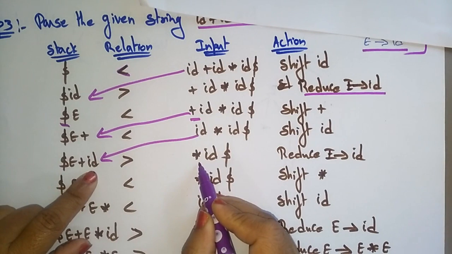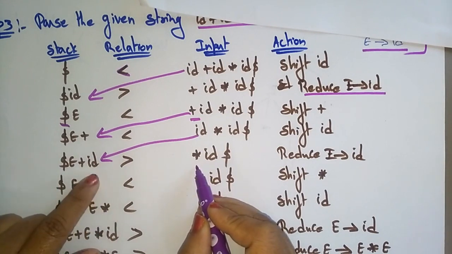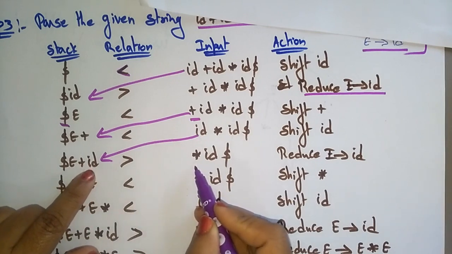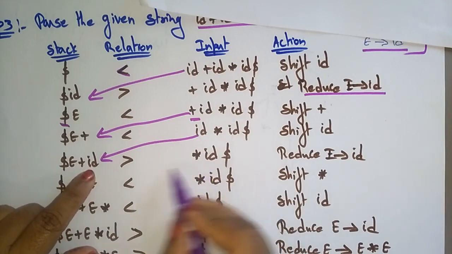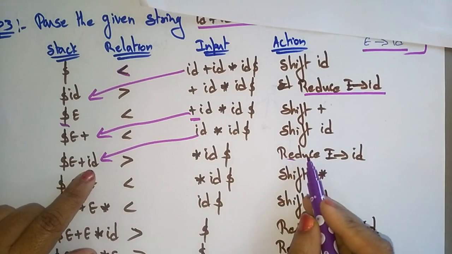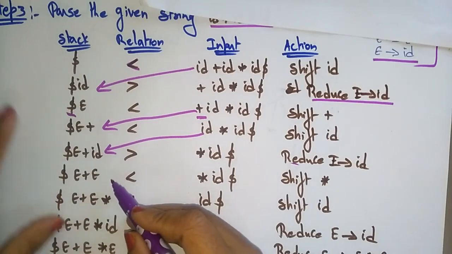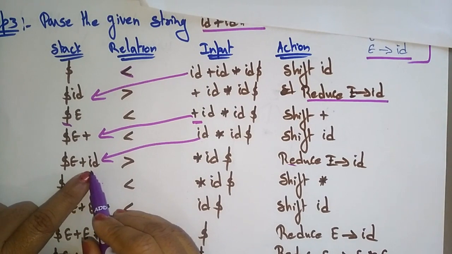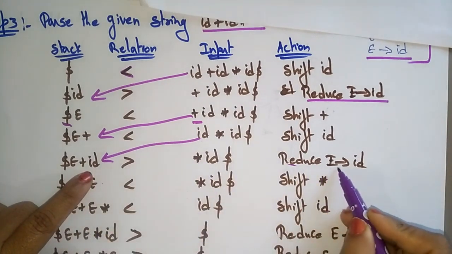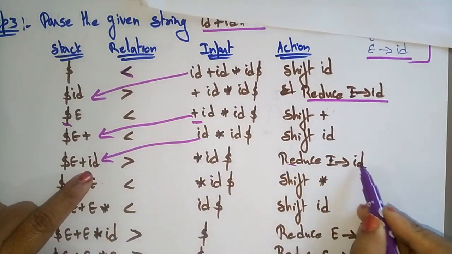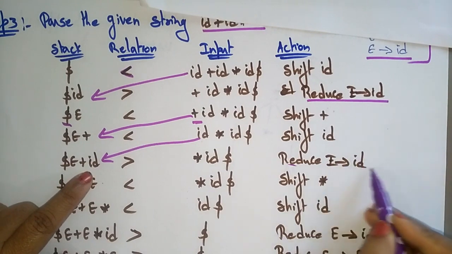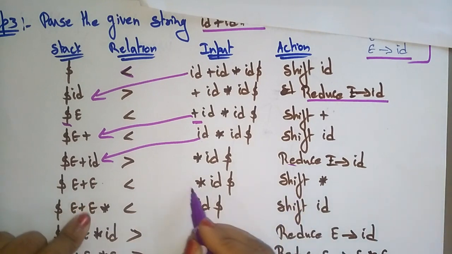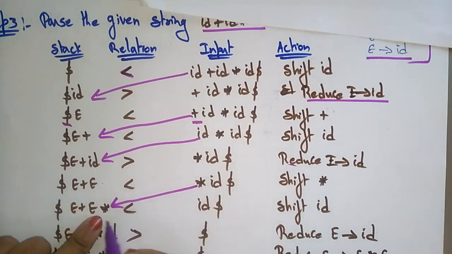Now star. So here it will be ID and star. ID is greater than the star. ID is always having the highest priority according to our table construction. So greater than relation. Now I have to reduce the stack here. I want to replace with the non-terminal. So reduce ID with E. Means in place of ID just place non-terminal E. This is the equation. Now shift star.